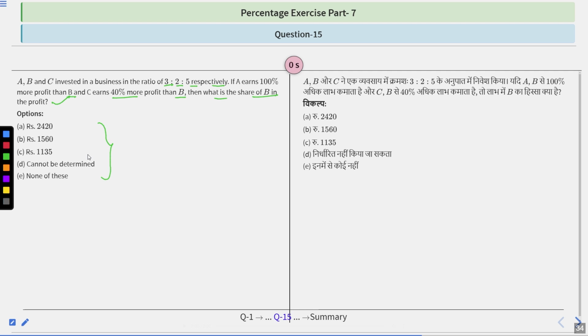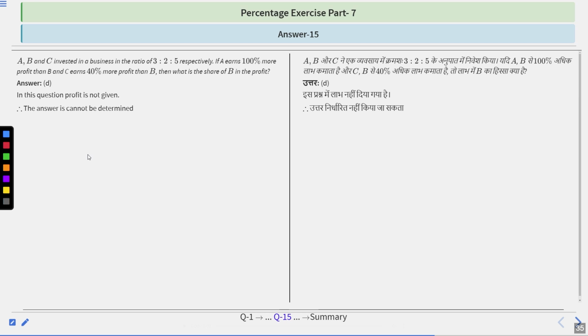Now time's up. Let's see the solution. This is a logical question. In this question, profit is not given, so we cannot determine the answer.